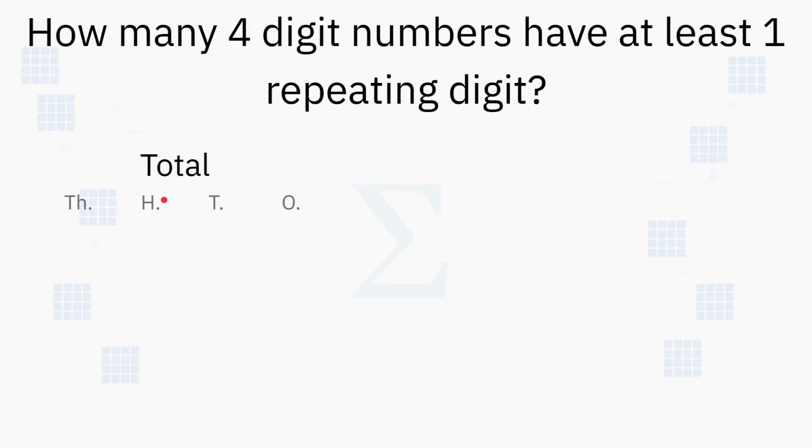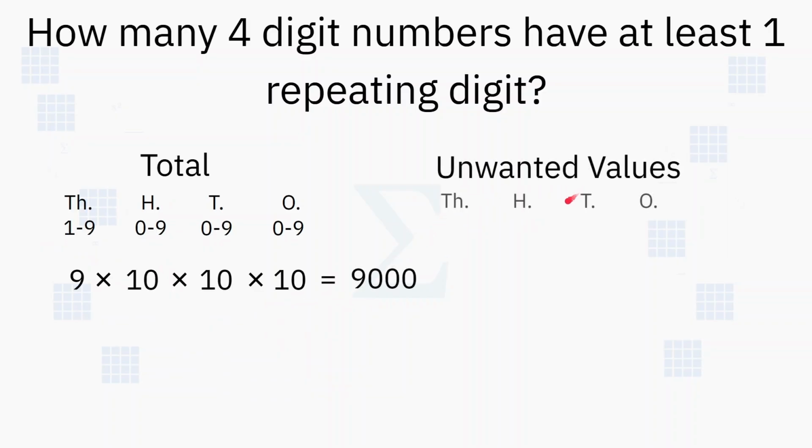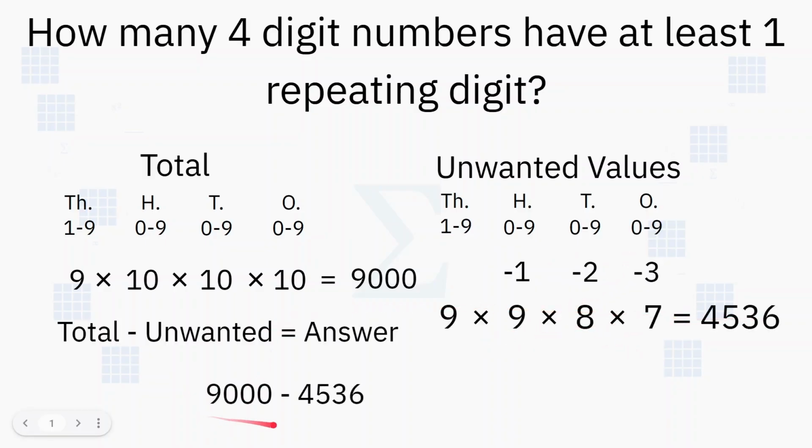Take the total: you find all the possible combinations, you multiply all of these together to get 9,000 for your total. You have the unwanted values: you multiply everything together, and you subtract 1, subtract 2, subtract 3, multiply everything together, get 4536. Remember this: 9,000 minus 4536 to get your answer, 4464.